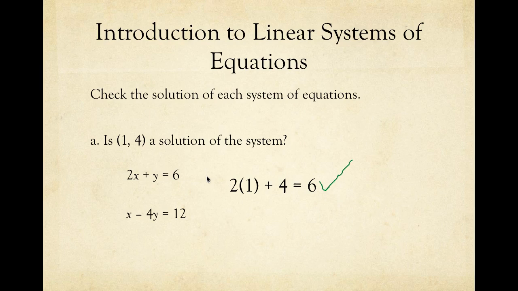That's true. And for the second equation, plug in 1 for x and 4 for y. You have 1 minus 4 times 4, does that equal 12? No. In order for a point to be a solution, it must be true for both equations. So the point (1, 4) is not a solution to the linear system of equations.